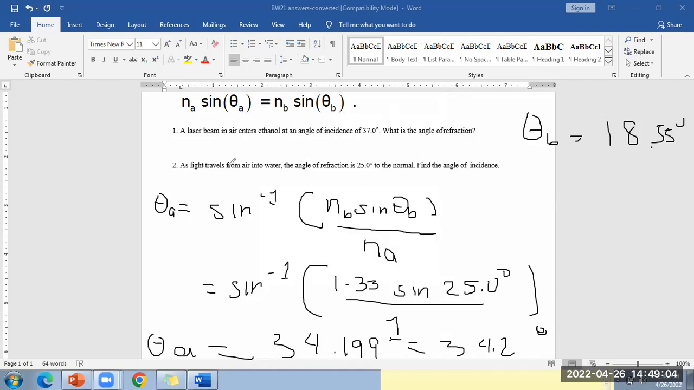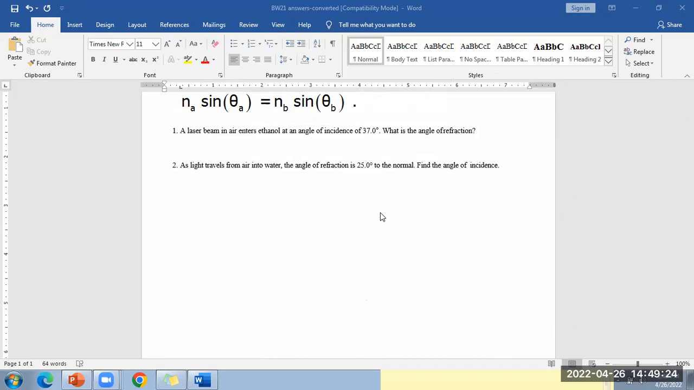So, pag may mga time na hindi naman water ang gagamitin natin, bibigyan ko na lang naman yung mga material at yung mga index ng material na yun. Pag formula lang naman ang gagamitin natin ay ito: N of A sine angle A is equivalent to N of B sine angle B. Okay, sige. Pangatlo, try natin yung pangatlo.